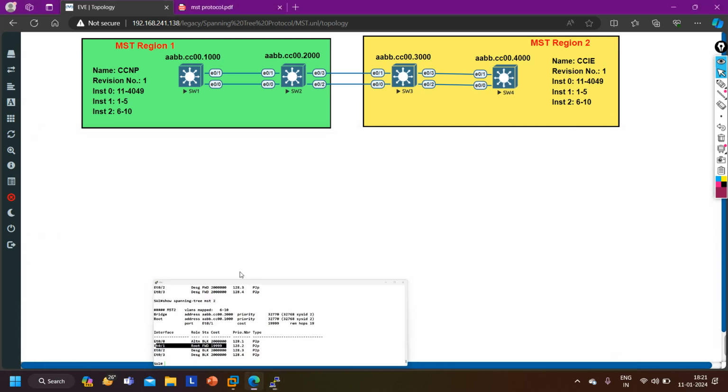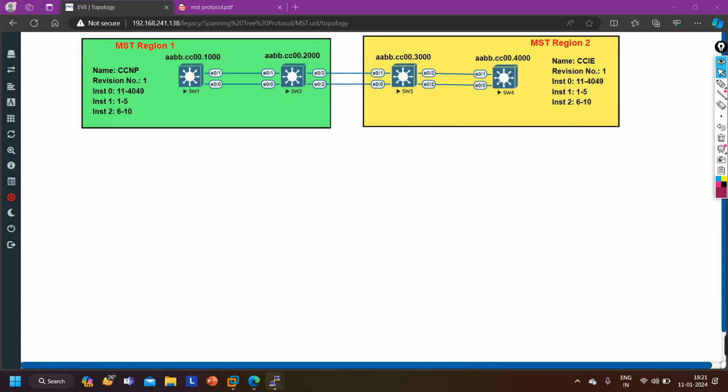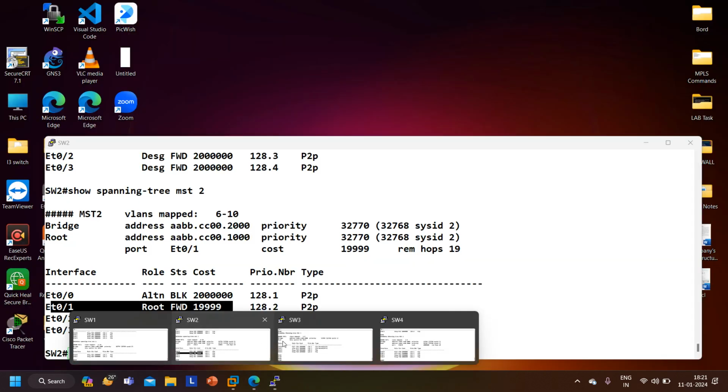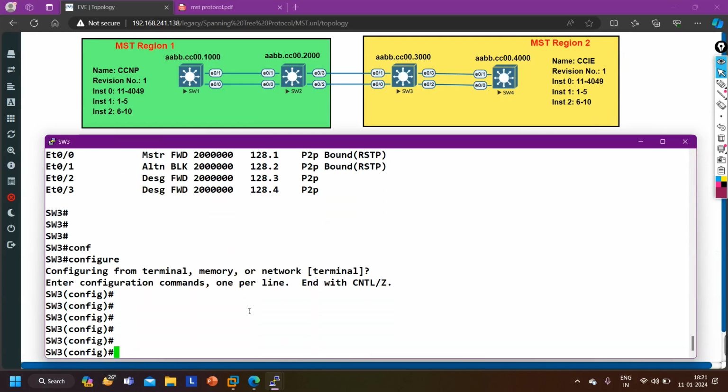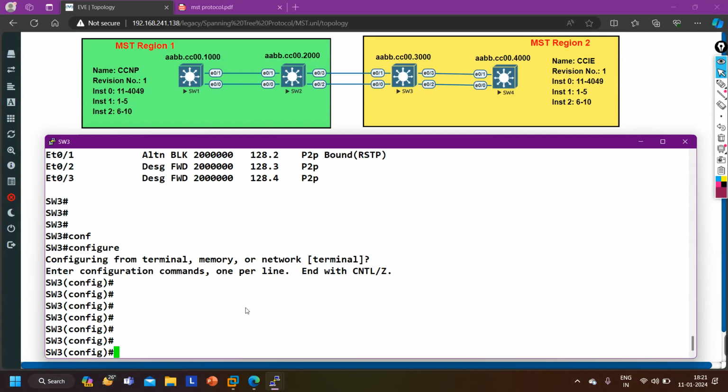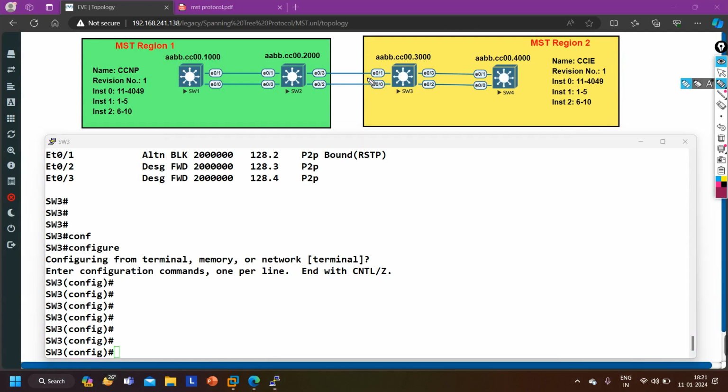But let me take you again to switch number 3, and here let me try to perform load balancing, right? On switch number 3, what is happening now? Actually, on switch number 3, you will configure lower priority over here. It will not check information of instance 1 and instance 2. Switch 3 will check only MST 0 information, right?